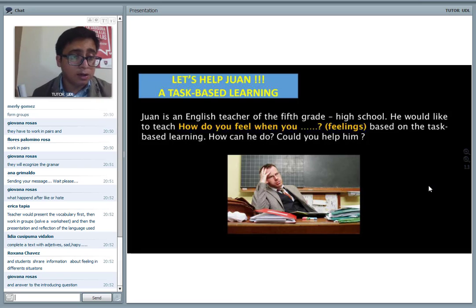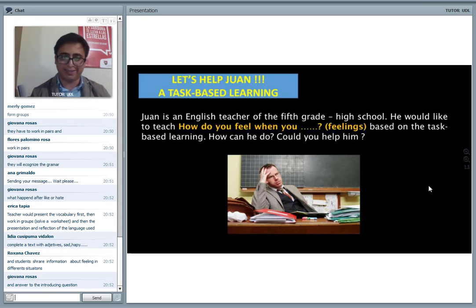That's a good idea. Complete a text with adjectives sad and happy. Okay, maybe they have to do that in the very beginning part. Yes. And students share information about feelings in different situations. All right, and maybe they can write a paragraph about the most important situations that they have faced in their life when they were very, very happy, for example. And they can write everything on a big paper. All right.